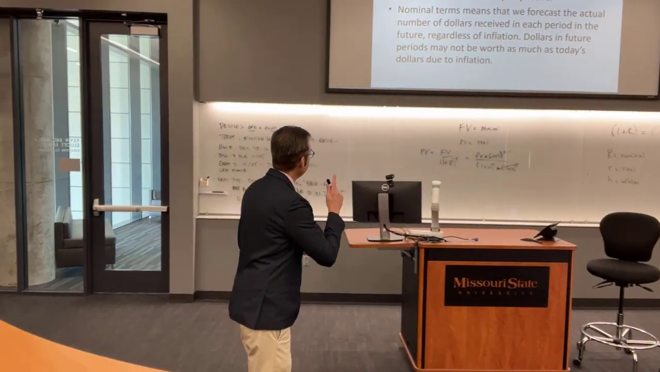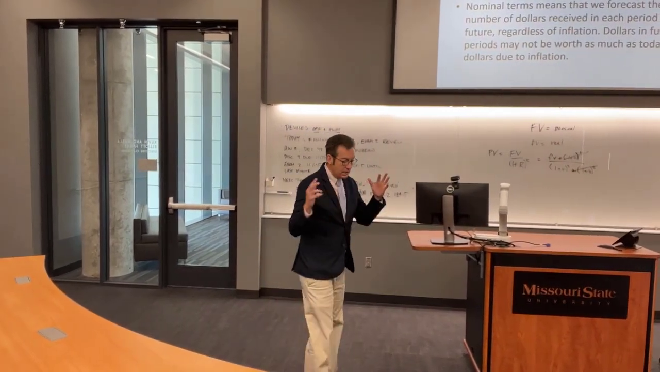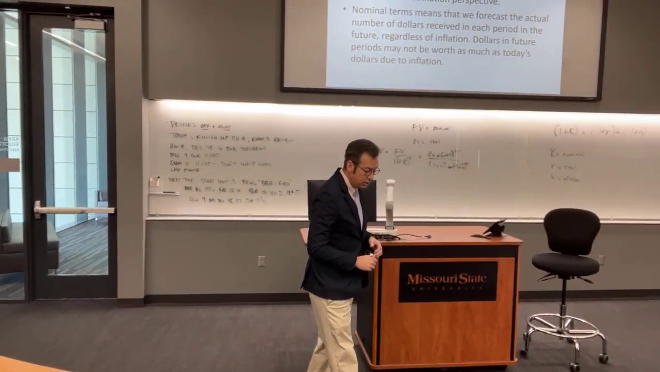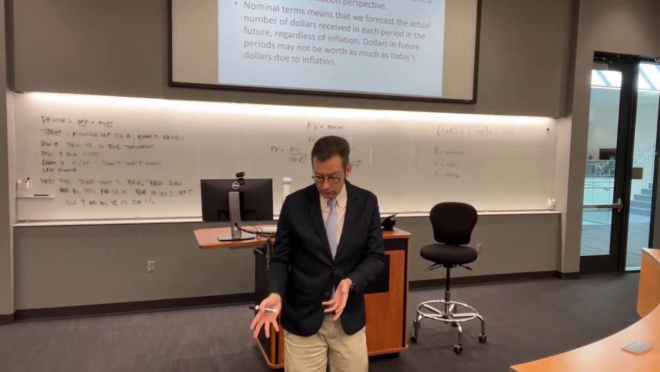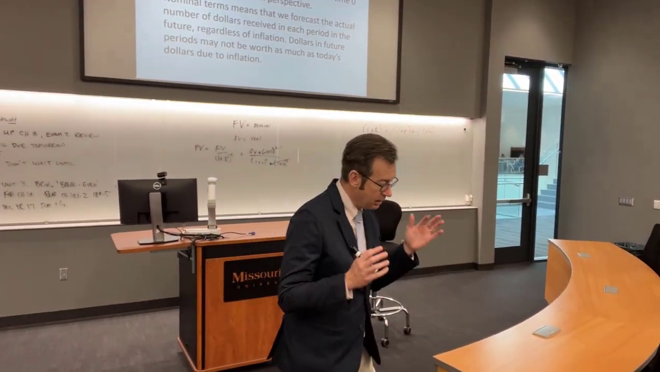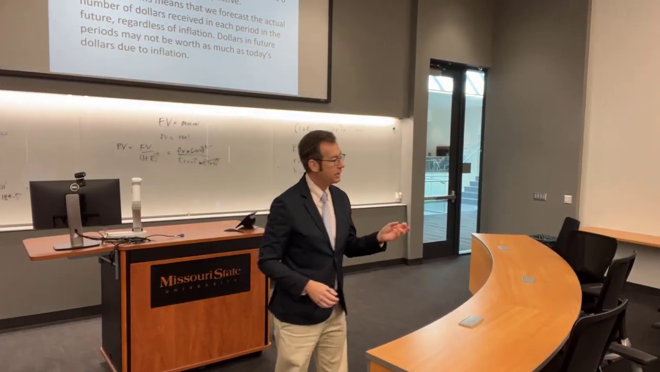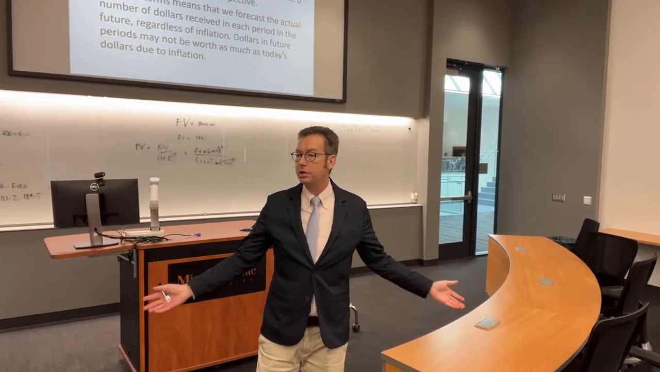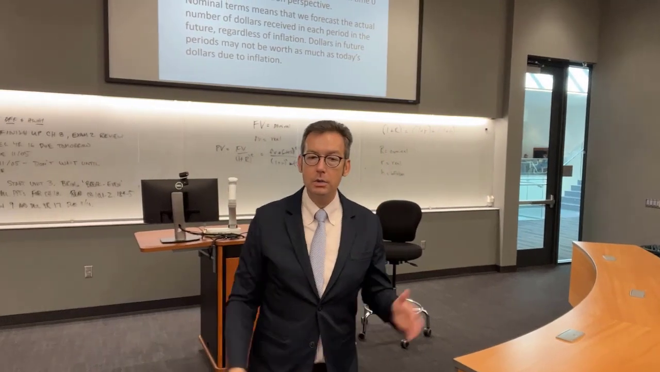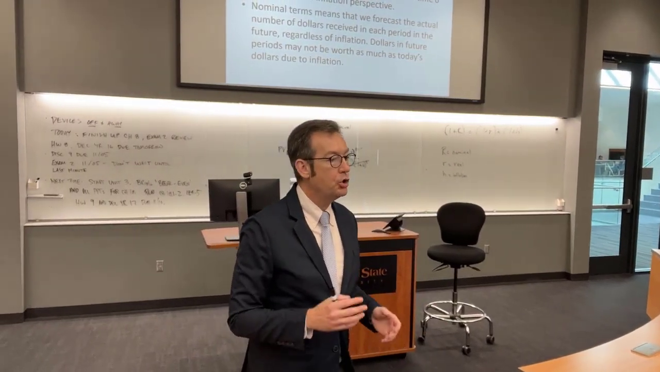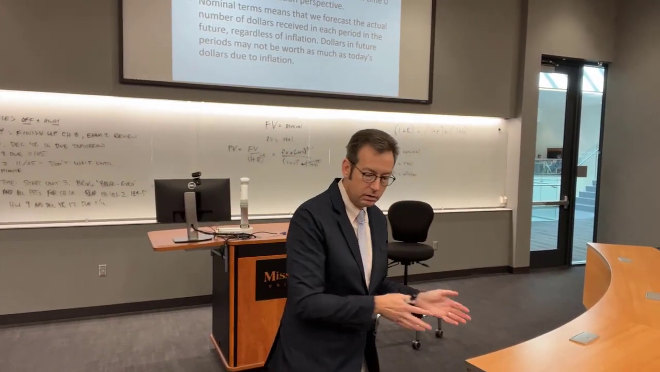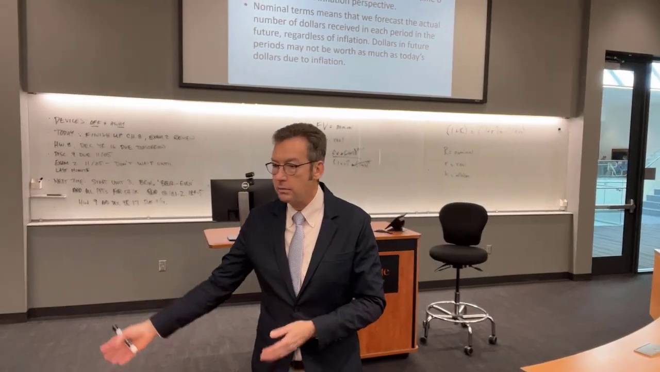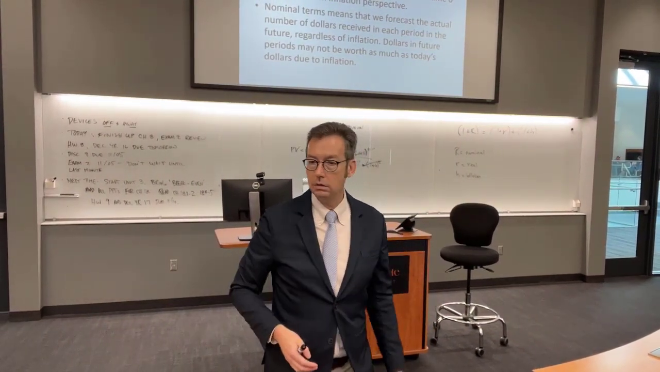Okay. Let's see. Oh, so if you've got a project and you've got the nominal rate of return and you've got all nominal cash flows except for one real cash flow. And so we've got 29 different numbers here. 28 of them are nominal. One of them is real. Do I convert the one real to nominal or the 28 nominal to real?